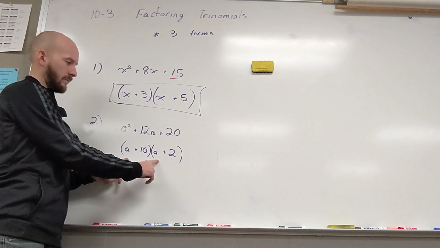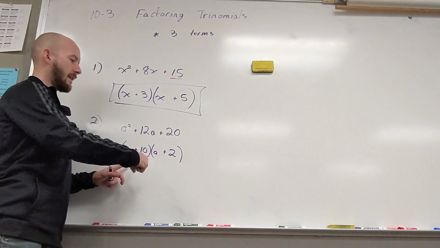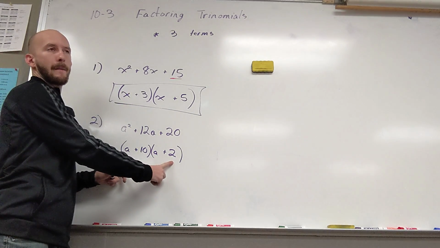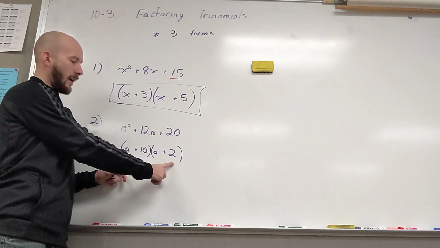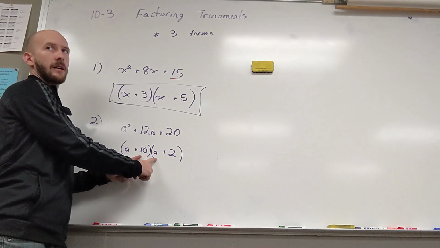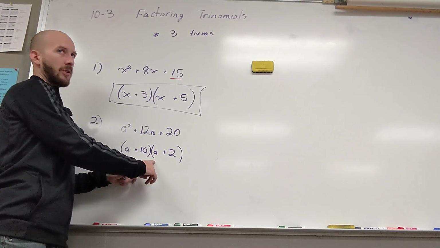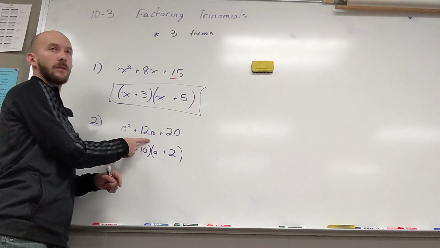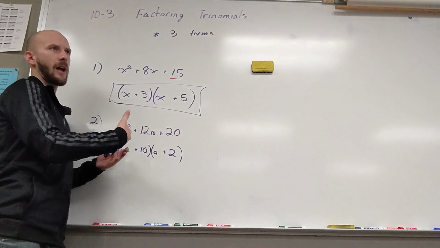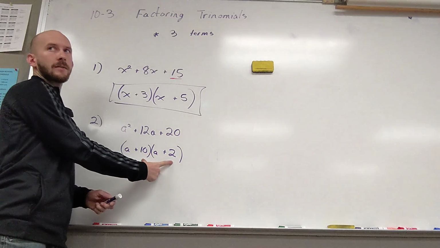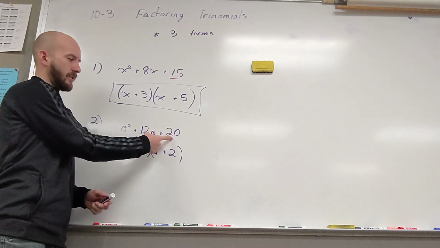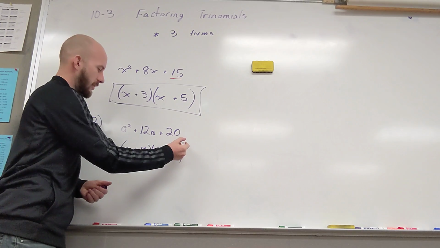A squared. Okay, a squared, that works. The outer, 2a. The inner, 10a. Okay, so I'm going to stop right there. The outer and the inner. So 2a plus 10a, does that work? Yes. Okay, you guys see what I'm doing there? Adding them together. And then the last, 20. Yep, and there we go.